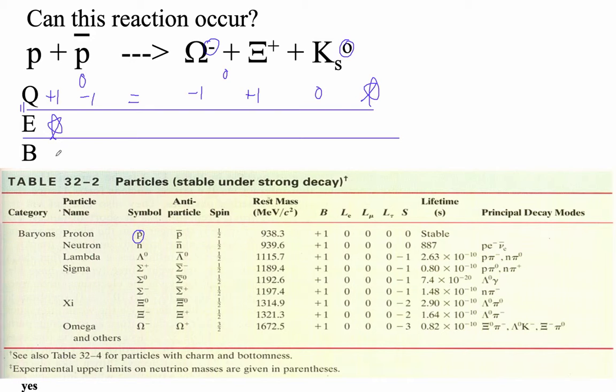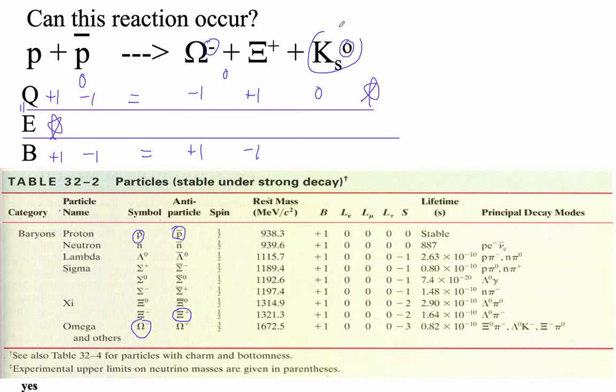Proton is going to be +1. Antiproton is -1. Baryon number, right? Let's see, an omega minus is +1. An eta plus is this guy. They're not going to fool me this time. Okay, or a psi plus. Sorry, a psi plus is -1.